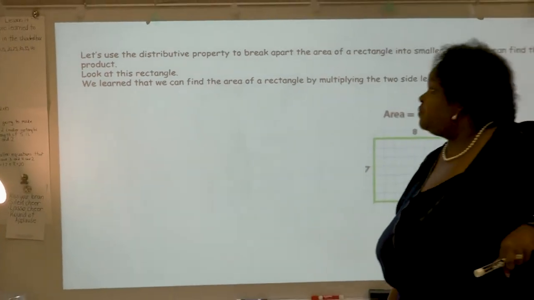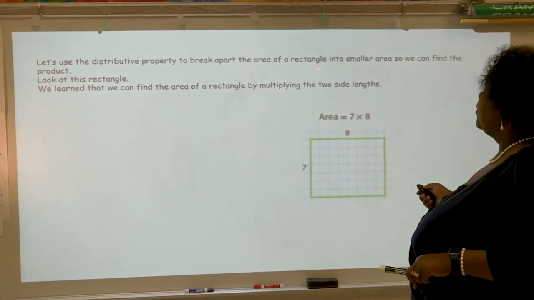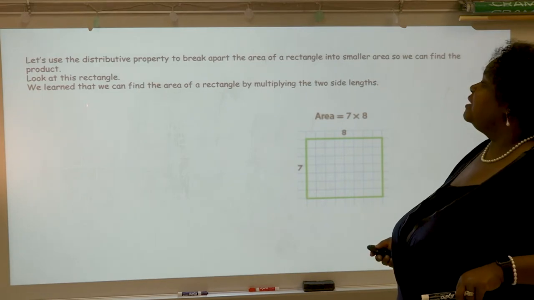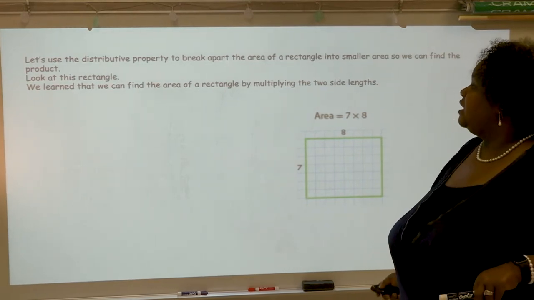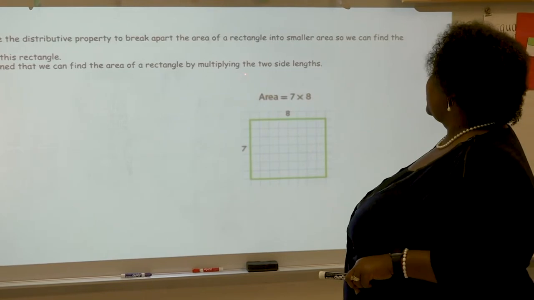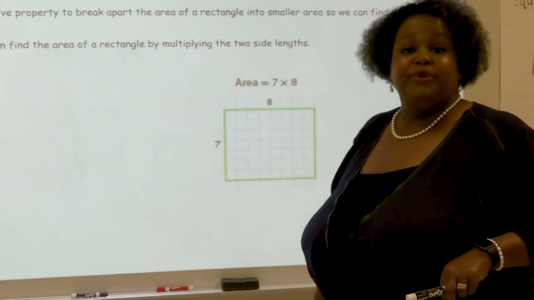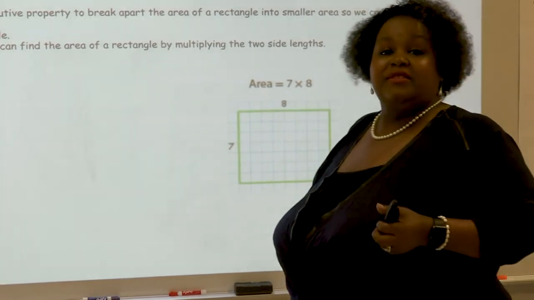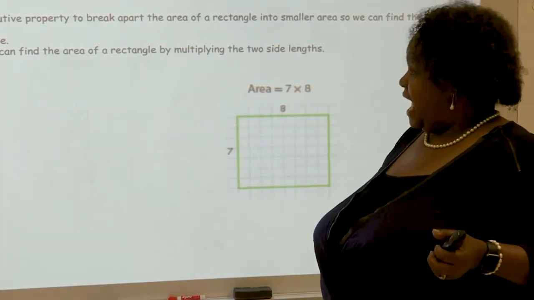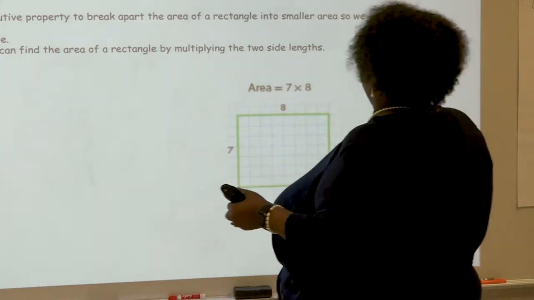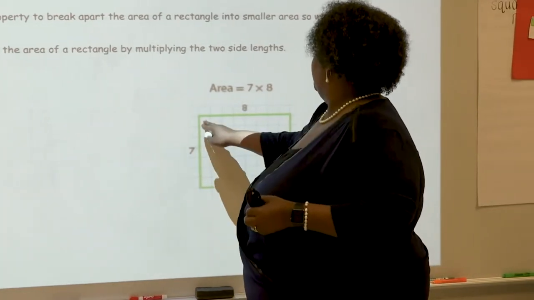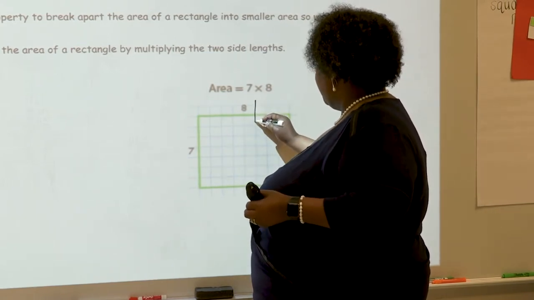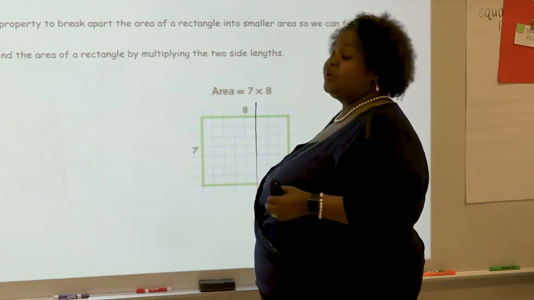Let's use the distributive property to break apart the area of a rectangle into smaller areas so we can find the product. Look at this rectangle. We learned we can find the area of a rectangle by multiplying the 2 side lengths. Okay, let's use that distributive property to find the area of it. All right, I think 1, 2, 3, 4, 5. I know my 5s really well, so I'm going to put a vertical line there.